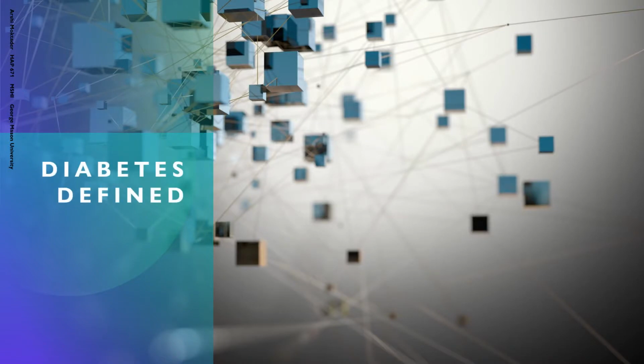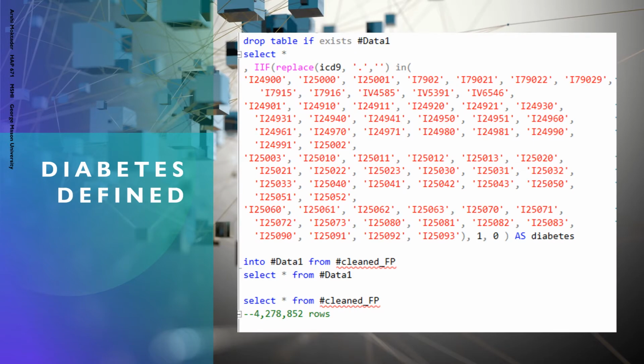One of the first steps of cleaning our data is to extract from that large data set all of the diabetes ICD-9 codes. Diabetes is defined in this data set using the Agency for Healthcare Research and Quality Clinical Classification System. A set of ICD-9 codes representing various diabetes diagnoses are extracted from our clean data set into a clean table. This accounts for a little over 4 million rows of data to work from.